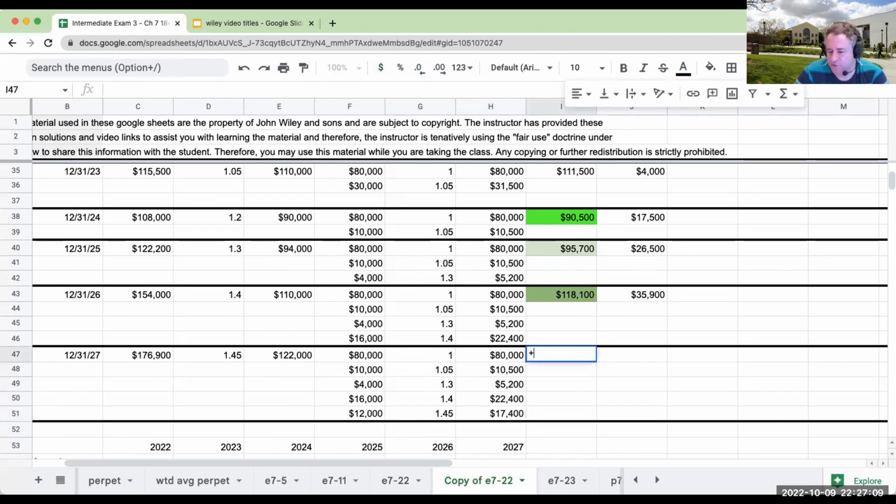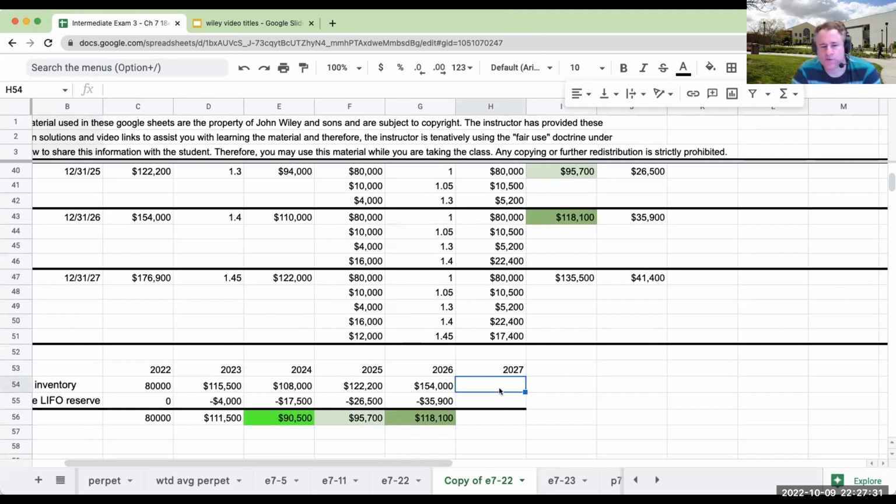So now my ending inventory under dollar value LIFO is going to be 136,500. So my LIFO reserve that I need is going to be 176.9 minus 135,500 or 41,400. So here on my balance sheet, I'm showing inventory at 176.9, but under dollar value LIFO, it needs to be 135. So I need a reserve of 41,400.